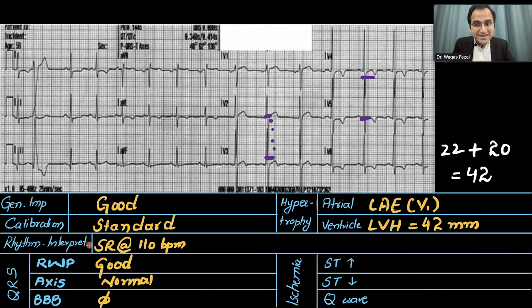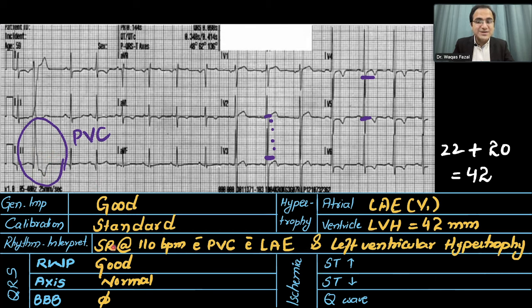So now we'll complete the rhythm interpretation. Now in this rhythm, there is another pathology. If you focus, there is another abnormal QRS present over here. This is actually a premature ventricular contraction. What is premature ventricular contraction? I have already made a video on that. So in this ECG, we also have a pathology over here. A premature ventricular contraction is present.